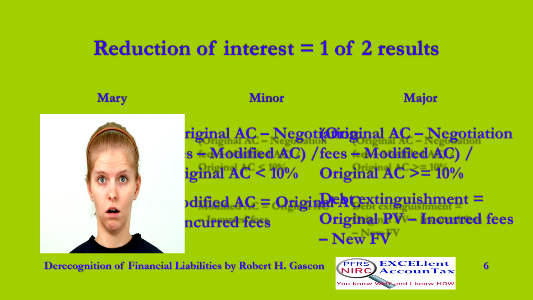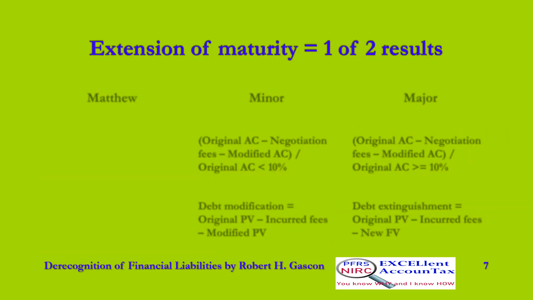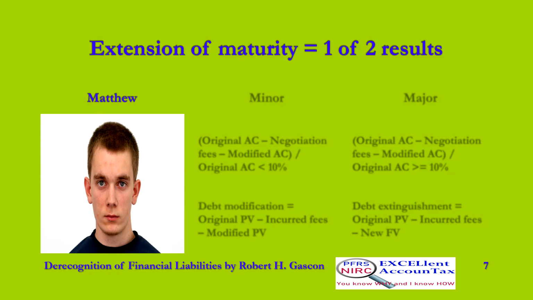When interest rate was reduced, the accounting treatment depends on whether that reduction is deemed as minor or major. If maturity period was extended, how is that extension accounted for? We listen to Matthew.